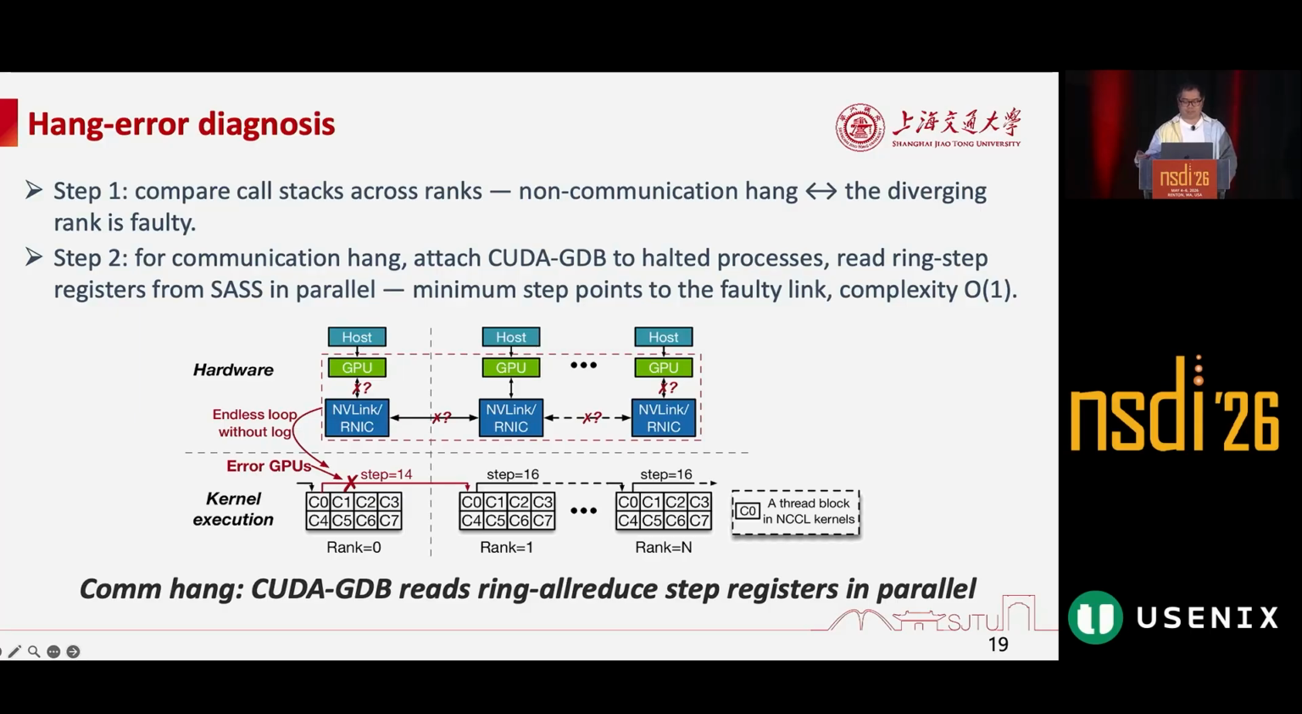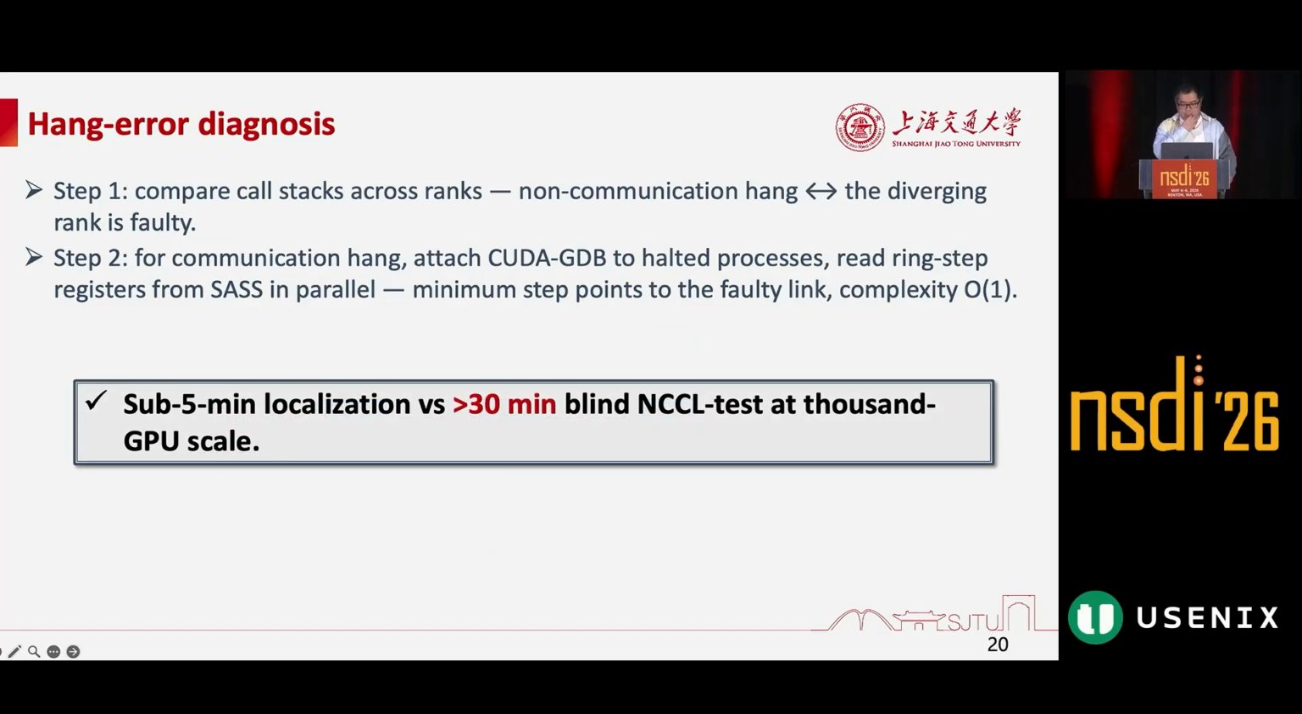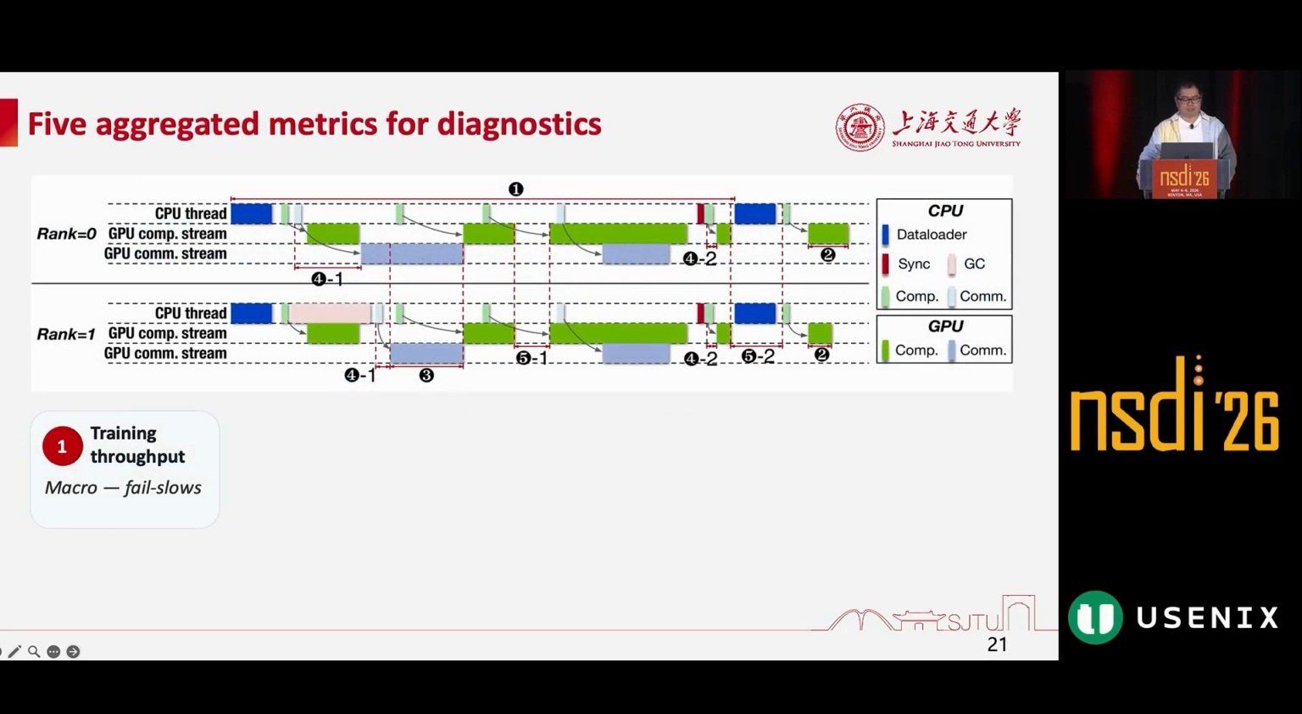More importantly, since the check runs in parallel on each GPU, it scales very well for large scale clusters. Okay, so in this way, we reduce the more than 50 minutes diagnosis process to less than 5 minutes. Next, let's look at how we solve the regression problems.